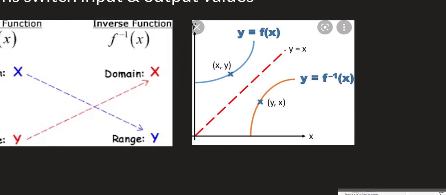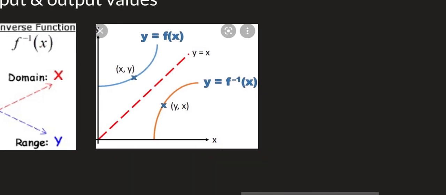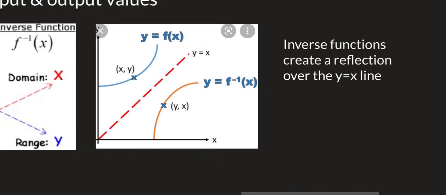Okay, and so what that looks like graphically is a reflection. And so you should write this down also. Inverse functions create a reflection over the y equals x line. And so you can see it here, right? This is a direct reflection over that line. And the reason that should make sense to you is that the whole purpose of an inverse is that you're replacing output values, y values, with input values, x values. So your points are just going to reflect across this line.